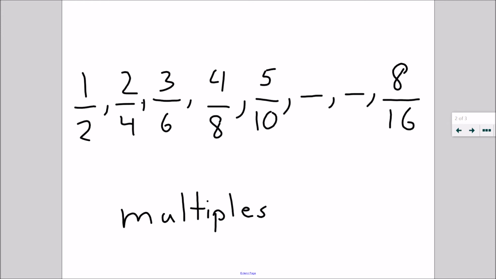The sixth is 6 and 12. 6 times 1 and 6 times 2. The seventh is 7 and 14. 7 times 1 and 7 times 2. These are all of our equivalent fractions, all of the different ways that we can say 1/2 up to a denominator of 16. All 8 of these fractions equal one another.